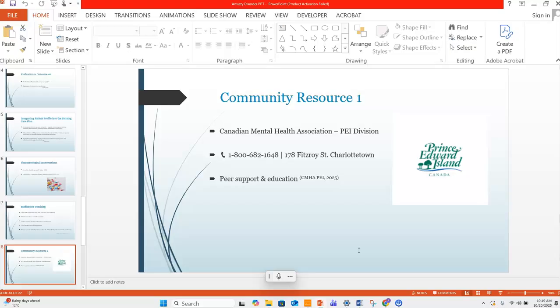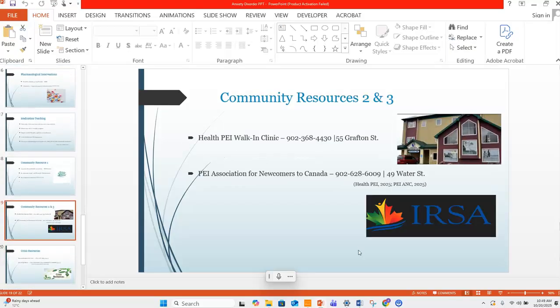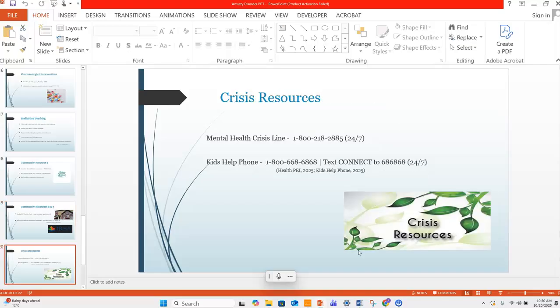Let's move on to the next slide for more local support. Additional resources include the Health PEI Working Clinic for follow-up and the PEI Association for Newcomers, which provides support to immigrants managing stress in new environments. Now let's move to the next slide and discuss what to do in a crisis.